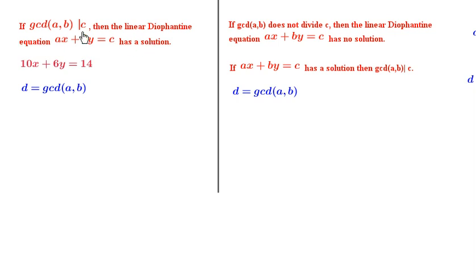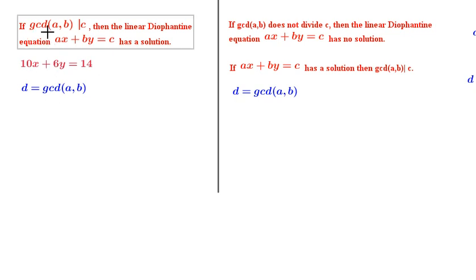If GCD of a, b divides c, then the linear Diophantine equation ax + by = c has a solution. Here we are talking about integer solutions for equations like this: ax + by = c. Here a, b and c, these three are given and we are supposed to find out values of x and y, and here we are going to use extended Euclidean algorithm to do so.